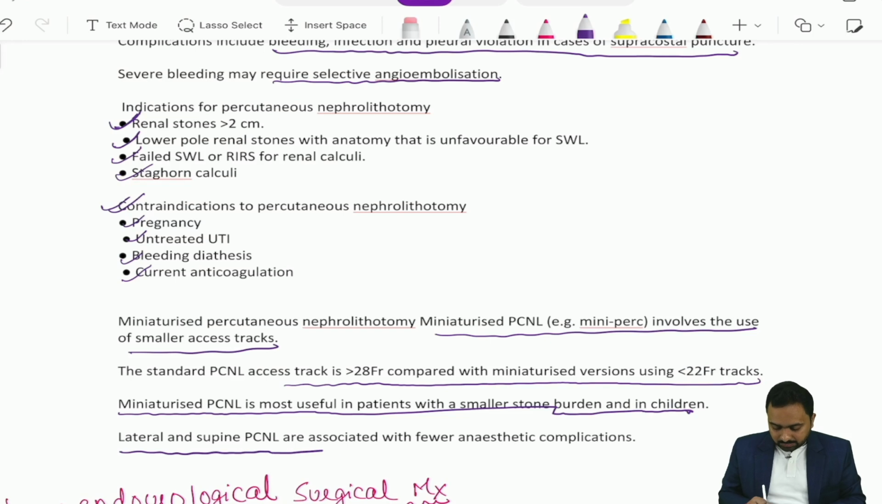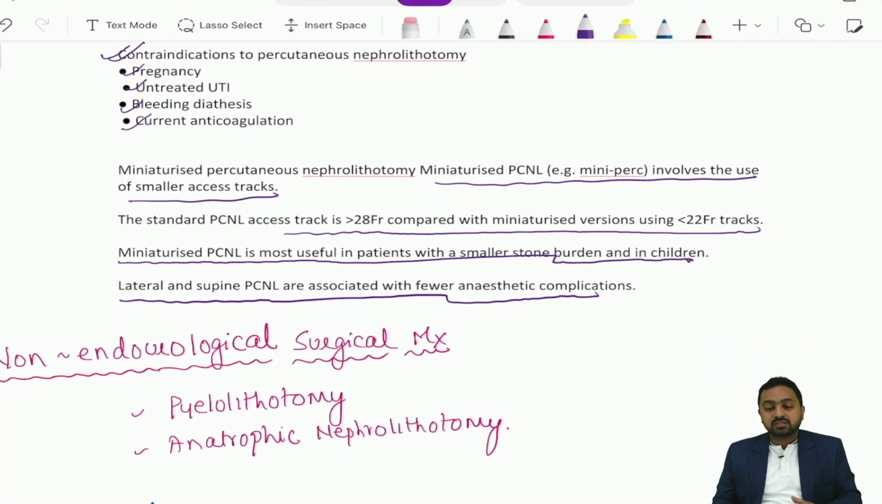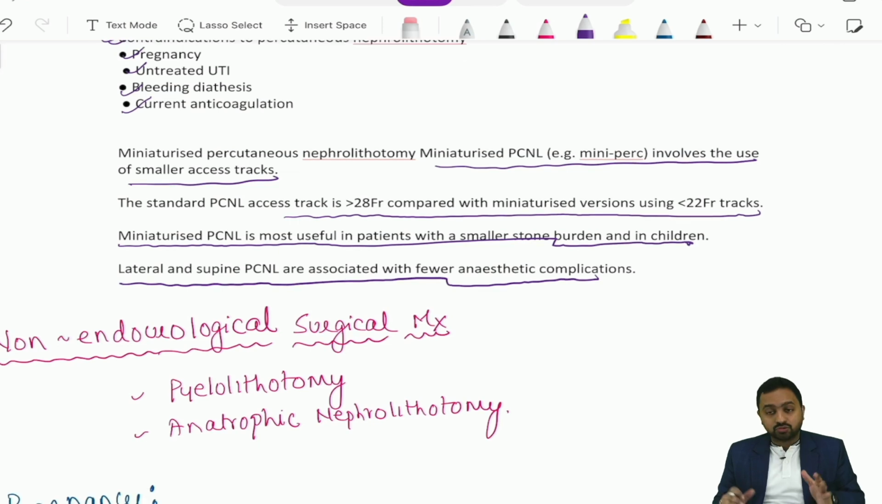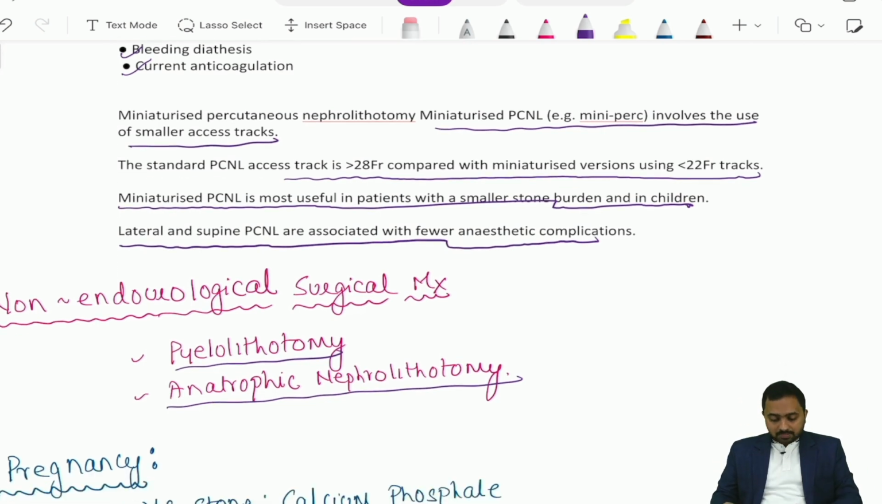The lateral and supine PCNL are associated with fewer anesthetic complications. So this was regarding your endourological management, where you need to remember the indications and contraindications of PCNL and when you would use RIRS and PCNL. Now the non-endourological surgical management, these are rarely used these days, which include pyelolithotomy and anatrophic nephrolithotomy. Usually they are managed with endourological management.